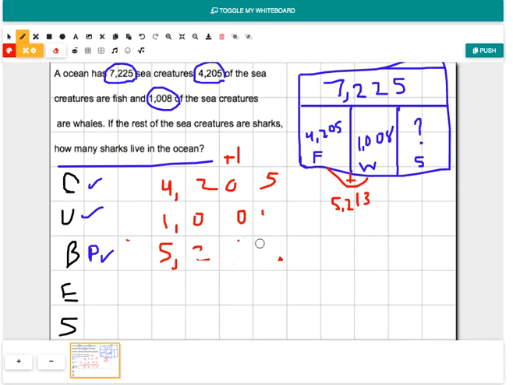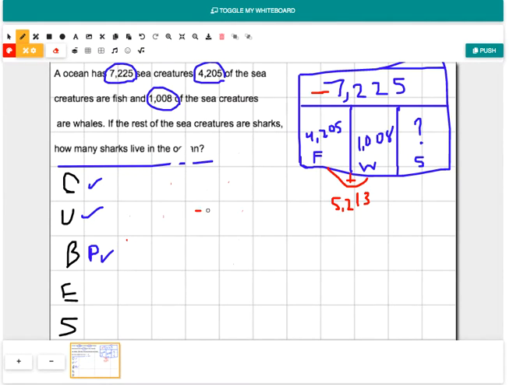Now, since I'm missing a part, I have to subtract. So I have part of the whole, but I'm still missing one part. I don't know how many sharks we have. So I need to subtract the amount that we have so far from the total. I know that between the fish and the whales, we have 5,213. To figure out this part, I need to subtract that from the whole. So I'm going to do 7,225 minus 5,213. When you have a part missing, you're always going to have to subtract somewhere in the problem.